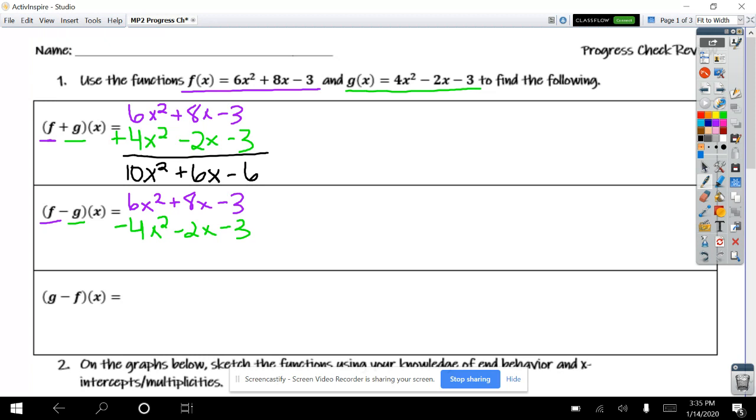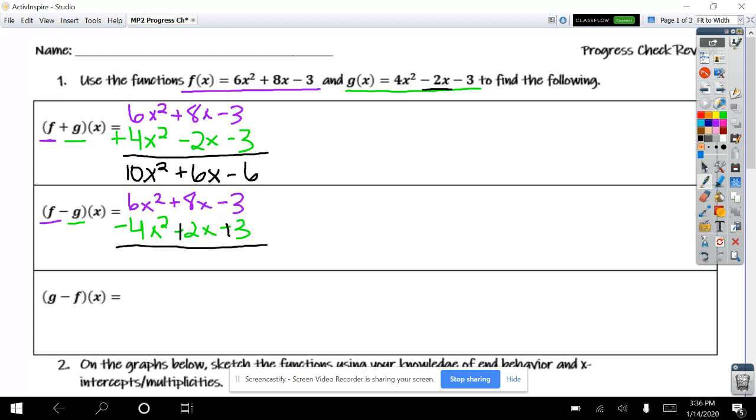In order to subtract all three terms from f of x, which is what I need to do, I need to switch the sign on all three, because right now I'm subtracting 4x squared, but then I need to subtract negative 2x because my function says negative 2x. So subtracting negative 2x becomes adding 2x, and then subtracting negative 3 becomes adding 3.